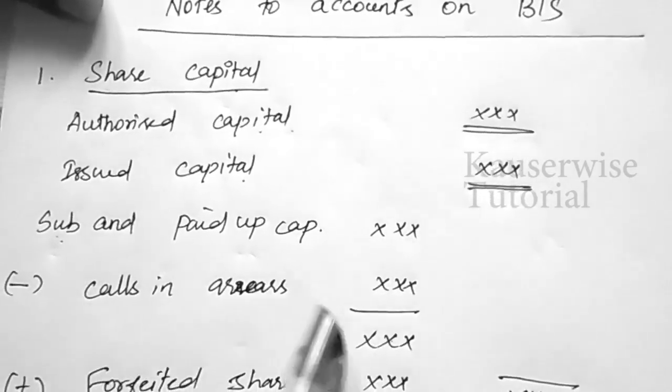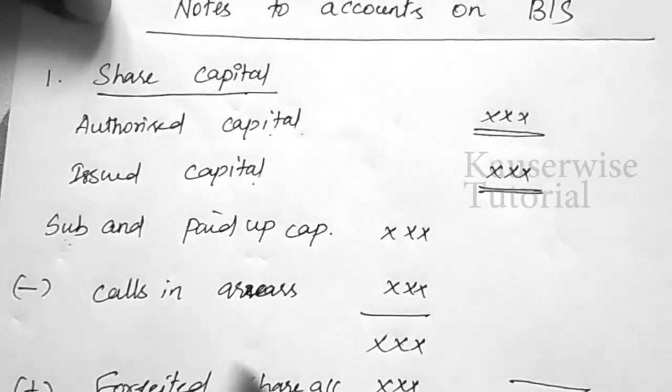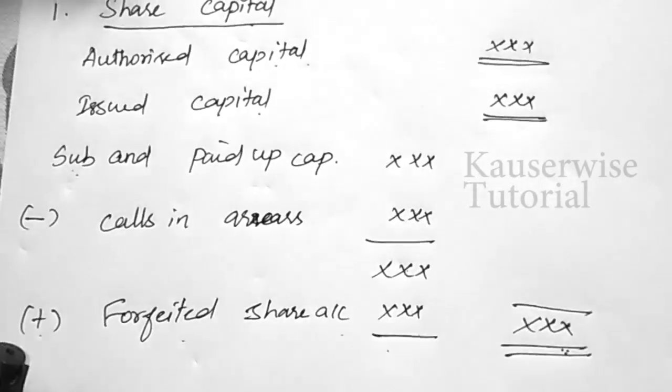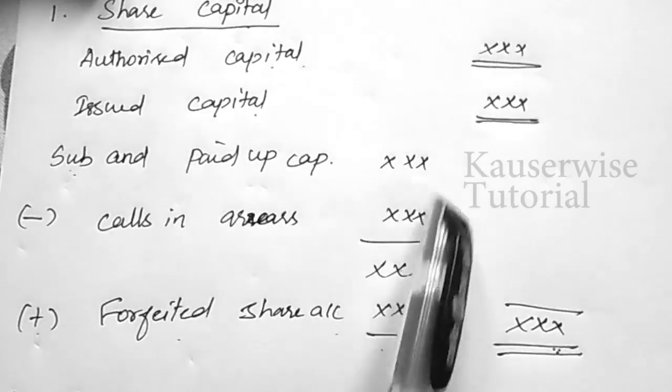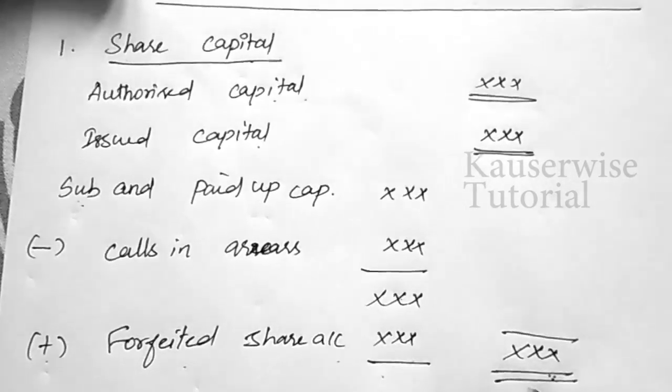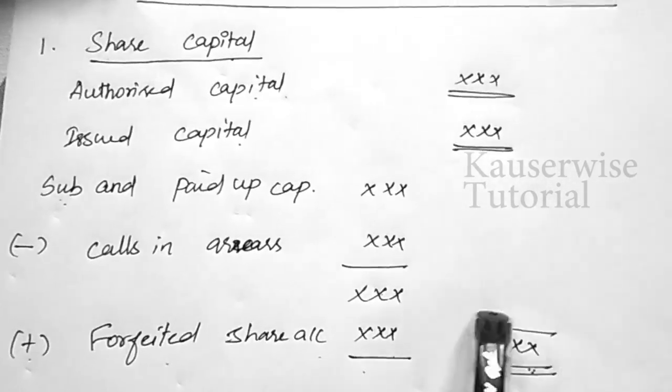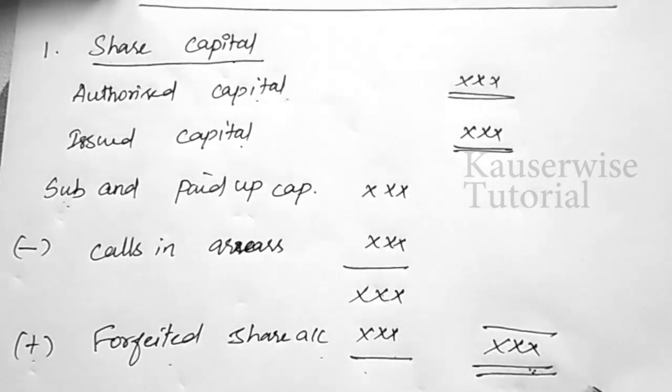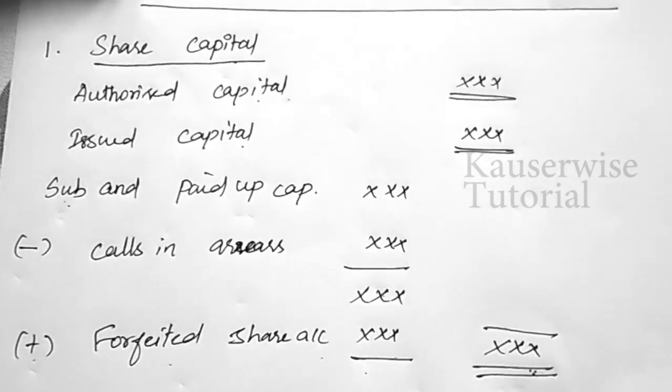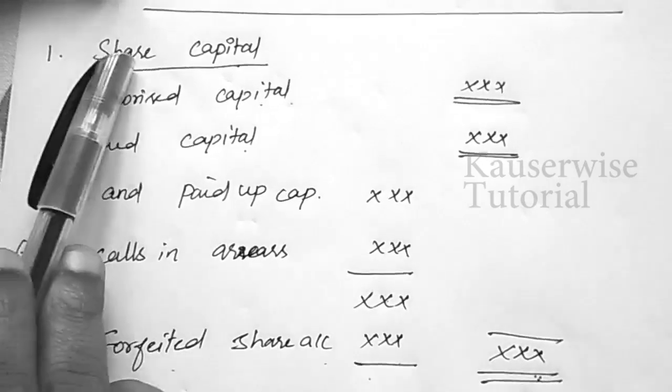If there are any calls in arrears, that will be subtracted. If there are any forfeited shares, that will be added back along with the paid up capital. So this is the procedure to find the net capital amount. This will be shown in the balance sheet under the heading of equity and liabilities. First heading is share capital.